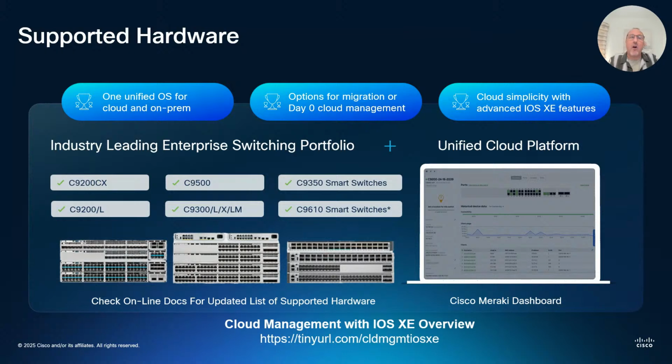I used to list all the models here. I can't list the models here because there's too many for one slide. It becomes an eye chart. So just looking at the slide here, you can see like the 9200 family, the 9500 family, the 9300 family. We're starting to see all these different families of switches coming online.